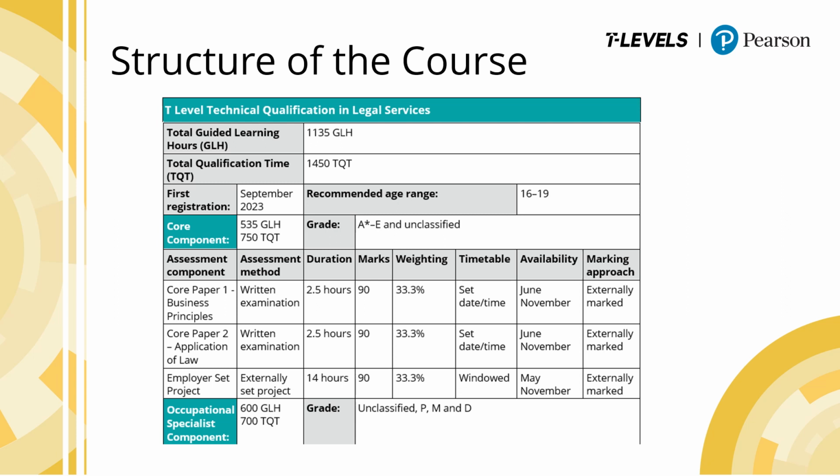Students also need to complete a 315-hour industry placement related to the occupational specialism selected by the student. This is not something that Pearson are involved with. Guidance from the Department of Education states that the industry placement will last a minimum of 315 hours, which is approximately 45 days, but can last longer.